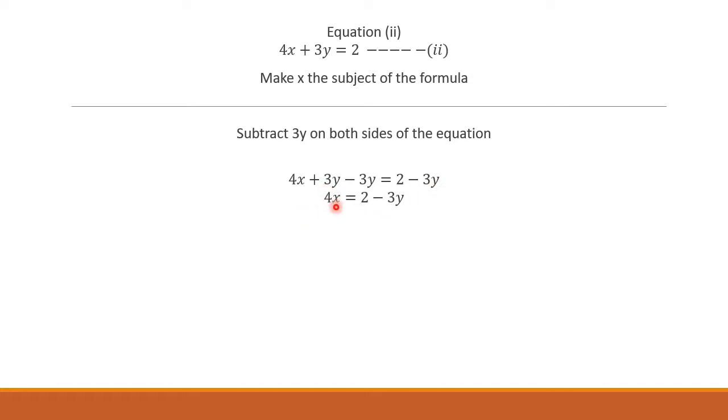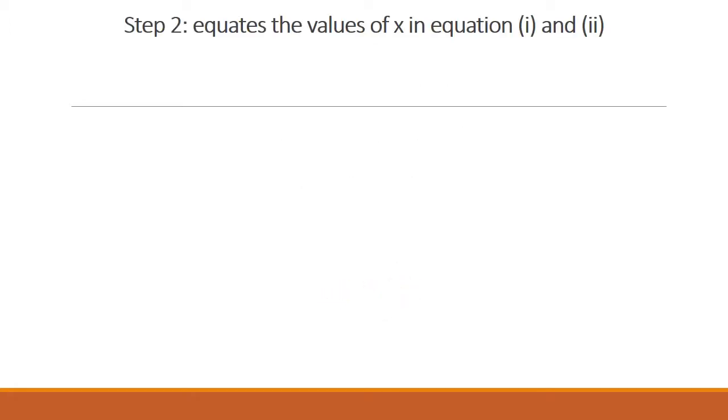We only need to remain with x here, so divide both sides by 4. If you divide both sides by 4, you realize that x is going to be 2 minus 3y all over 4. So now that you have the two values of x, you have the value of x in the first equation and the value of x in the second equation.